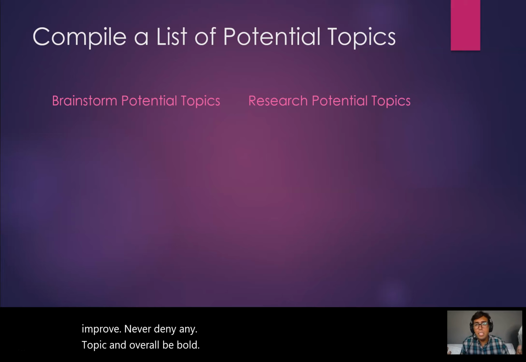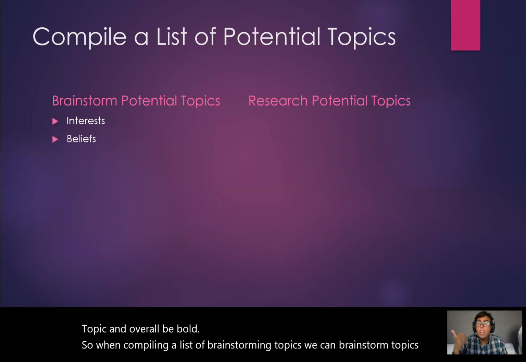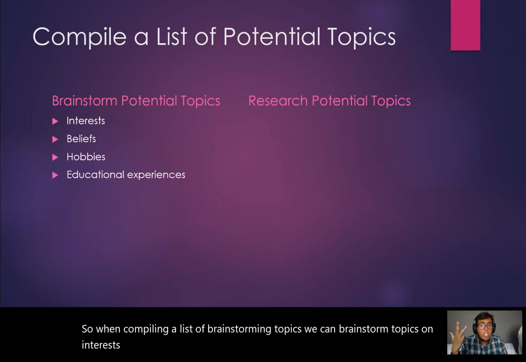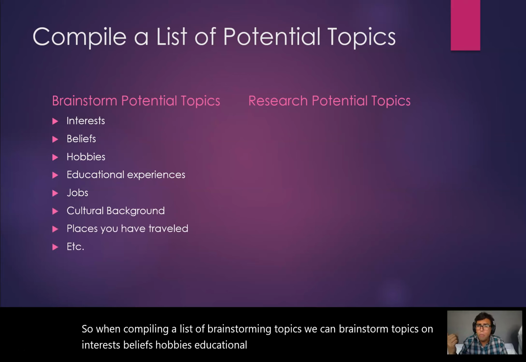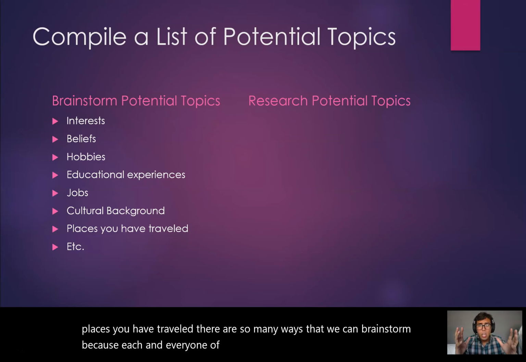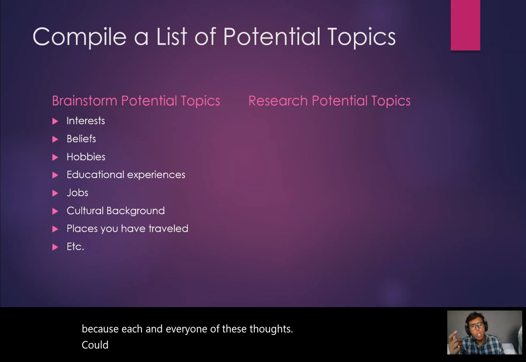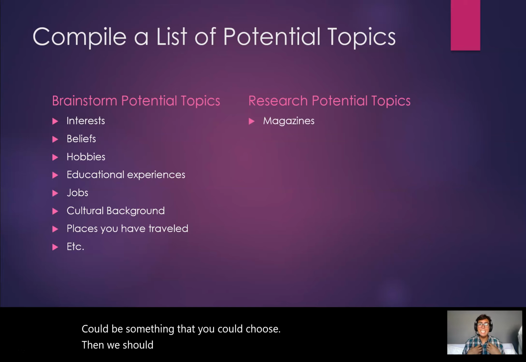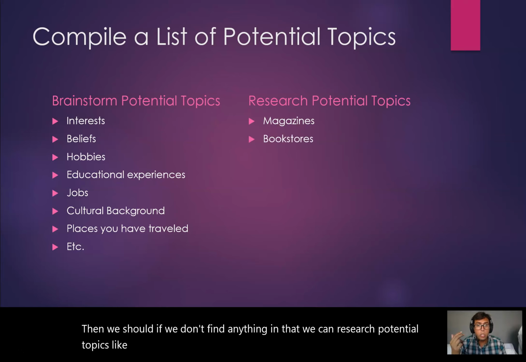So, when compiling a list of brainstorming topics, we can brainstorm topics on interests, beliefs, hobbies, educational experiences, jobs, cultural backgrounds, places you've traveled. There are so many ways that we can brainstorm, because each and every one of these thoughts could be something that you could choose. Then, if we don't find anything in that, we can research potential topics like magazines, bookstores, libraries, websites.